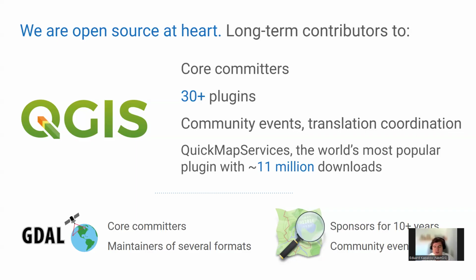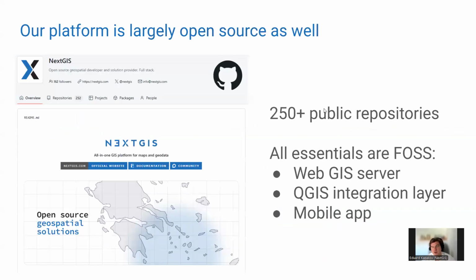So we are part of this global open source geospatial family, but we not only support open source. We are largely an open source company ourselves. Almost everything we build, all essentials we develop, are free and open source software. So our WebGIS server, our QGIS integration layer, our main mobile application, they're all open sourced, and you can find them on our GitHub and use them on your own. So this is our philosophy and our business model, to be an open source company.